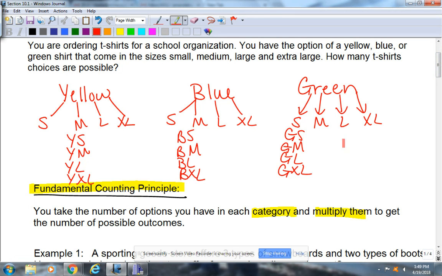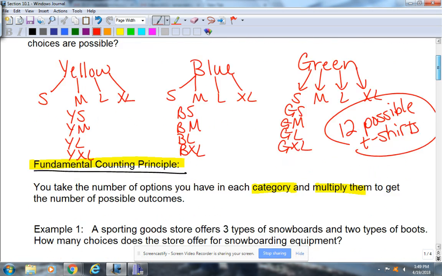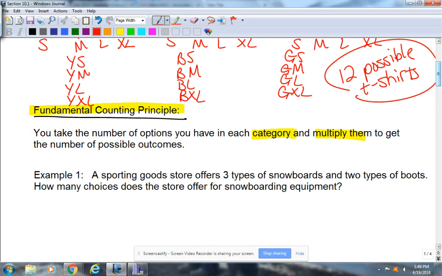I didn't write that down. 12 possible outcomes is what I meant to write. 12 possible t-shirts. Okay. So if they just want the number and not a tree diagram, then you just multiply the number you have in each category. So here's an example of that.